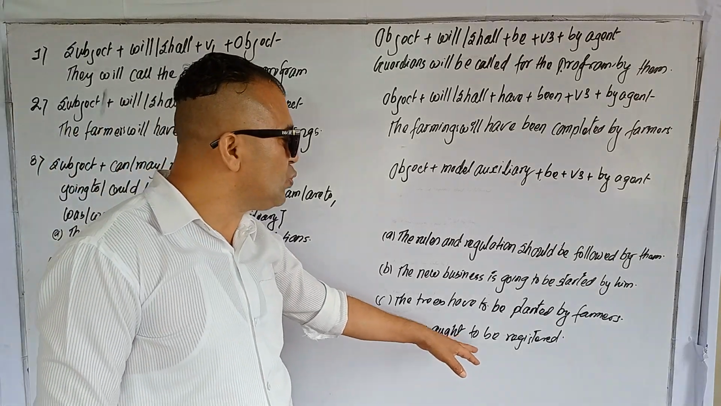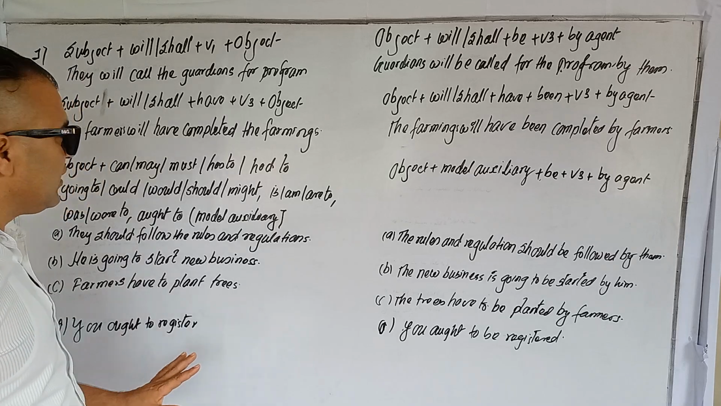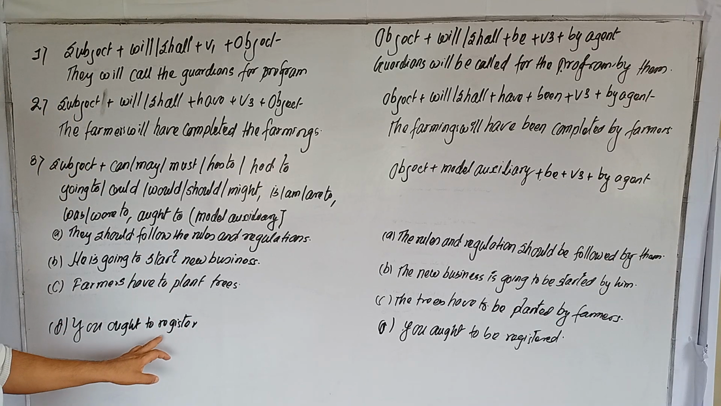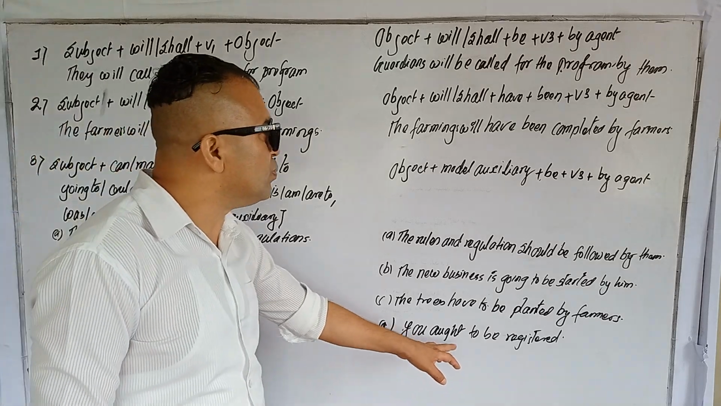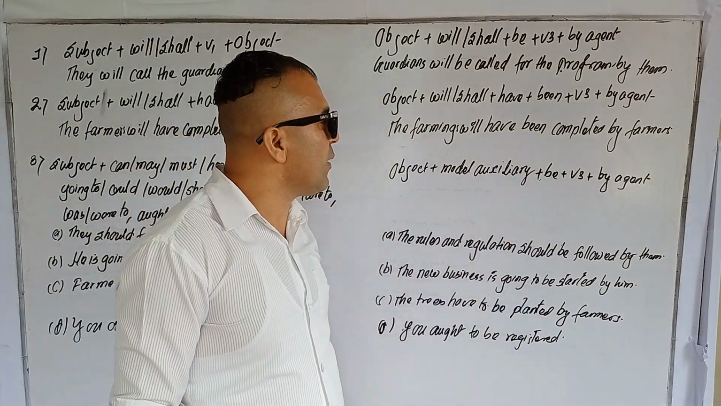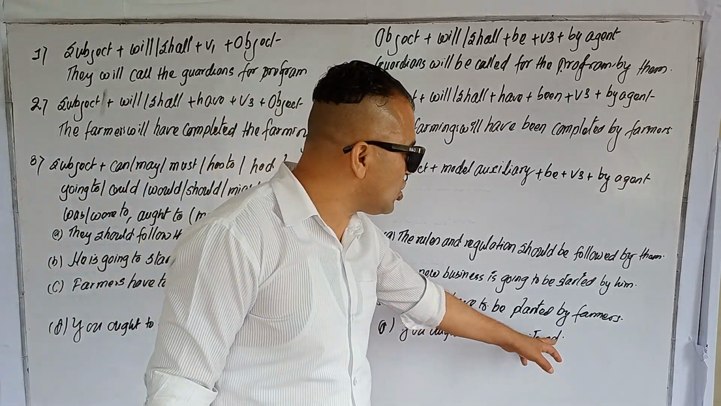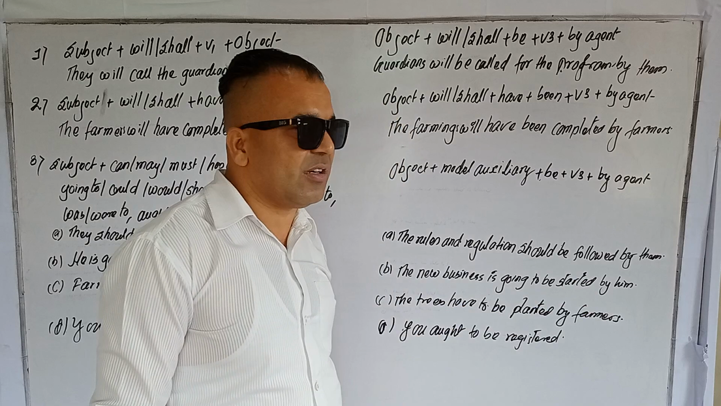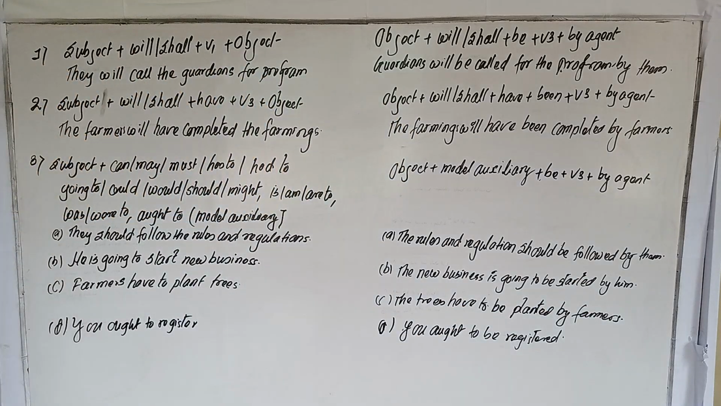You ought to register. You ought to be registered. No object, that's right. Here there is no object: you ought to register, you ought to be registered, be plus V3. Registered. Yes, only registered, ought to be registered. Understand? In the passive form. Alright.